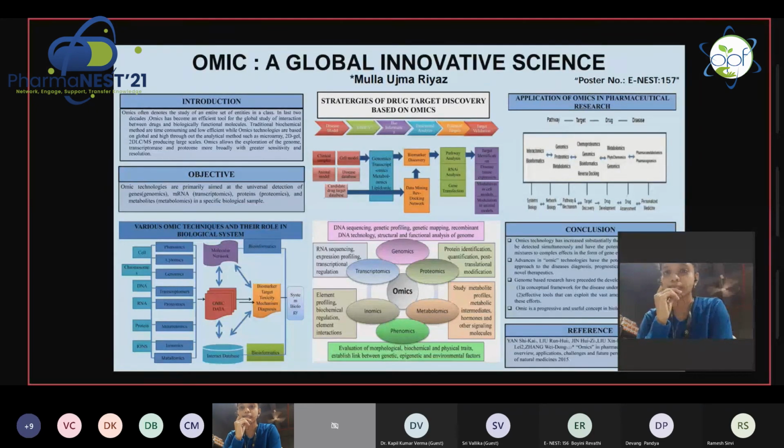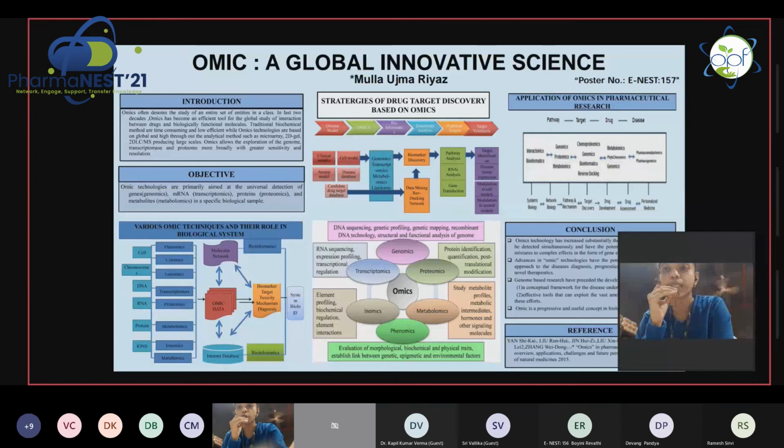The reason behind giving this is that it is totally innovative, and Omic is acting like a global tool to serve the interactions and the study between the drugs and the biological functional molecules. Let me start with the introduction. What is omics? Basically, it is the study of an entire set of entities that are present in a class.